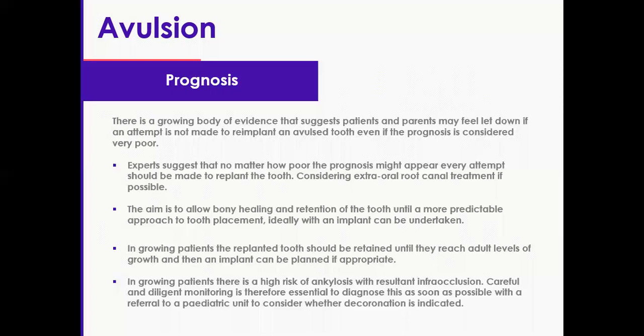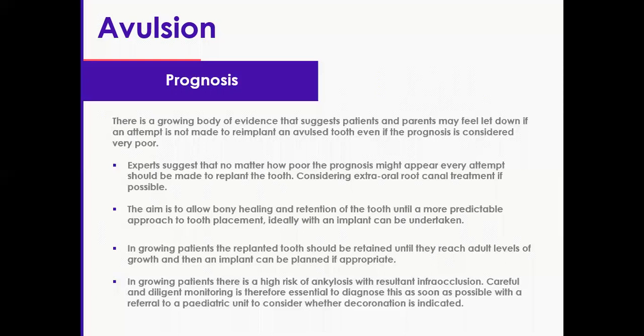In growing patients, ankylosis is very likely in these sorts of circumstances and can lead to infraocclusion. Careful monitoring is essential to diagnose the infraocclusion as soon as possible, and a referral to a pediatric unit is advised to consider intentional decoronation to prevent stalling in alveolar bone growth.